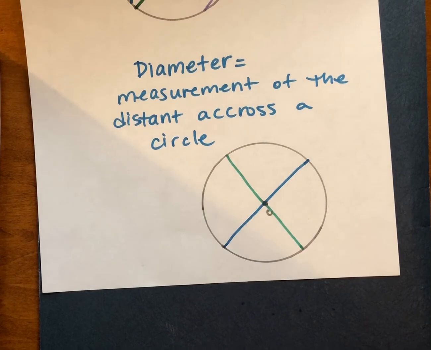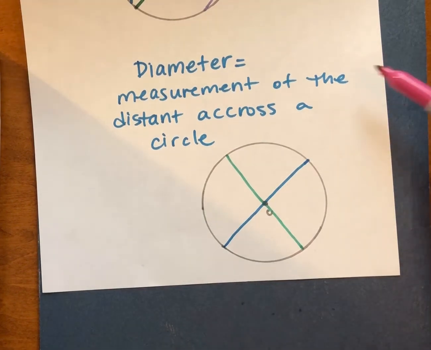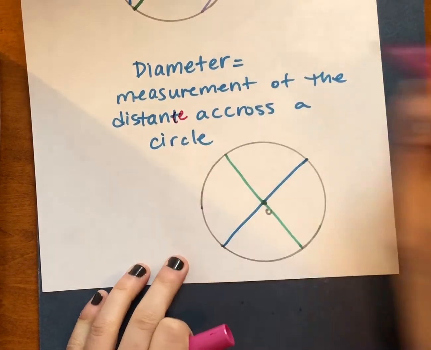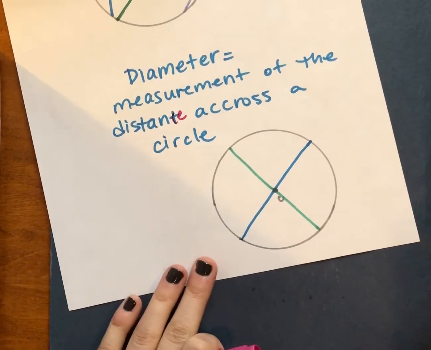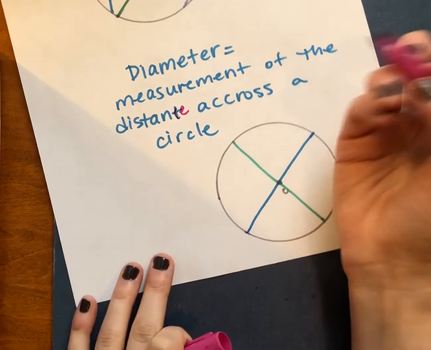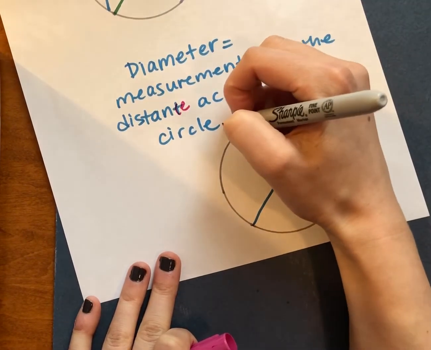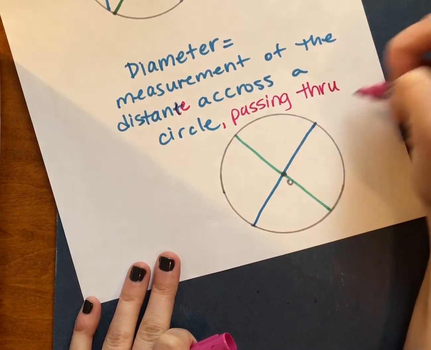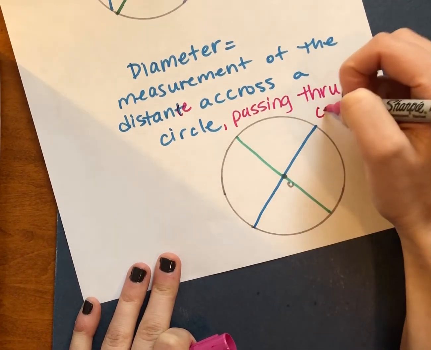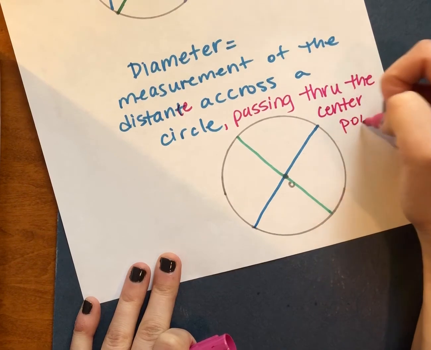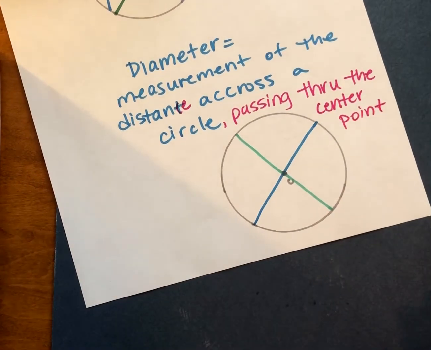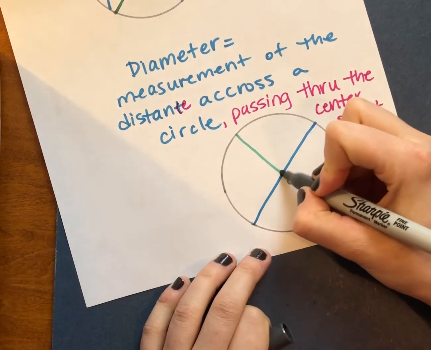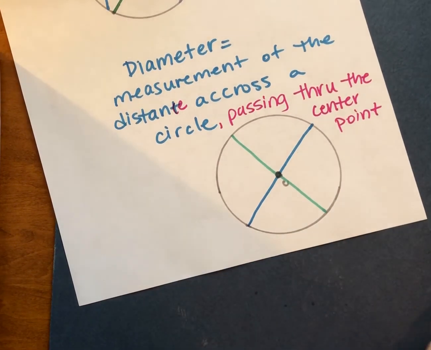So I'm going to add a little bit to my definition here. My diameter is a measurement of the distance across a circle going through the center point. Oops, that's not really how you spell through. So if I draw across my circle and I hit that center point when I pass through it, I have what's called a diameter. So these blue lines and this green line are called a diameter.